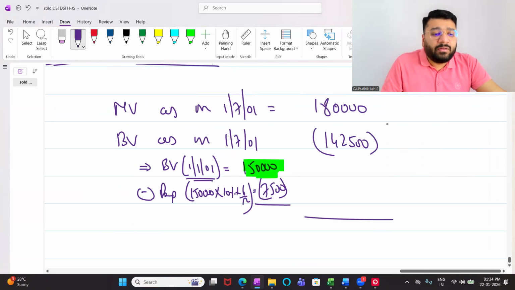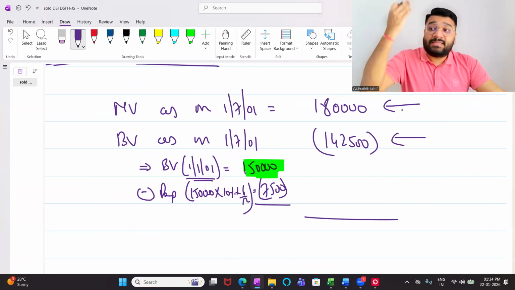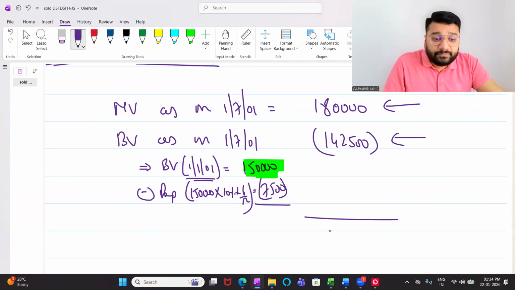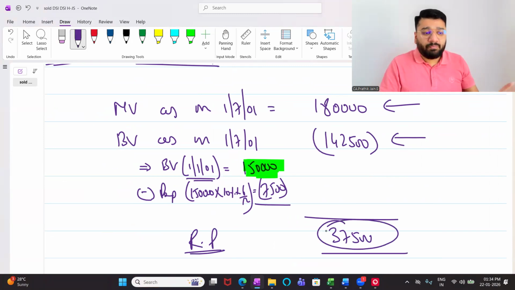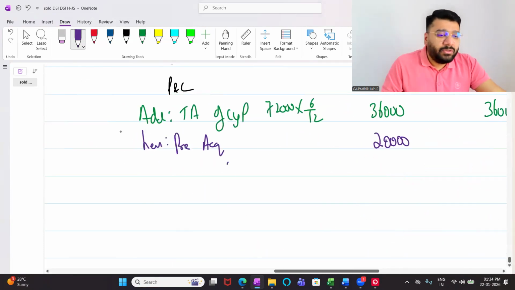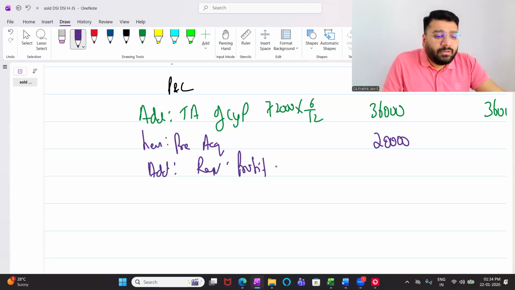Now tell me people, 1,42,500 worth of asset in your book is now 1,80,000. So the value of the asset is increased by how much? 37,500. So this is revaluation profit. This incremental benefit belongs to the old period. In the old period, who were the people? Old shareholders. So this goes to the pre-profit. Correct. So add revaluation profit. Give reference to working note number 5. 37,500.